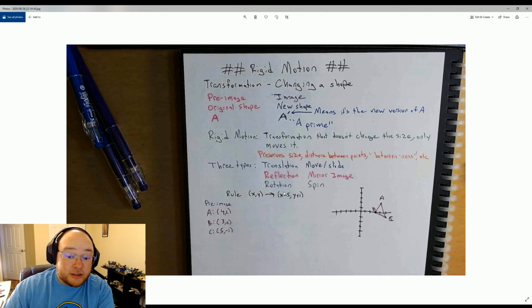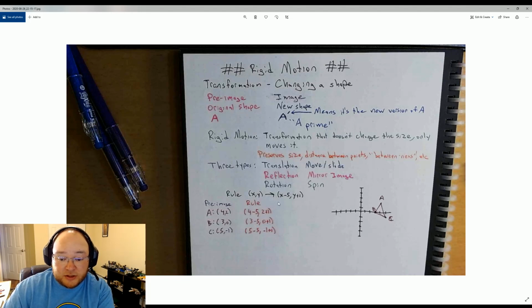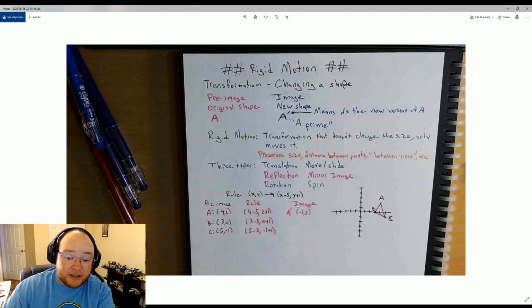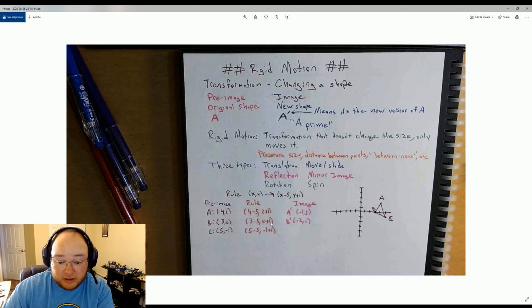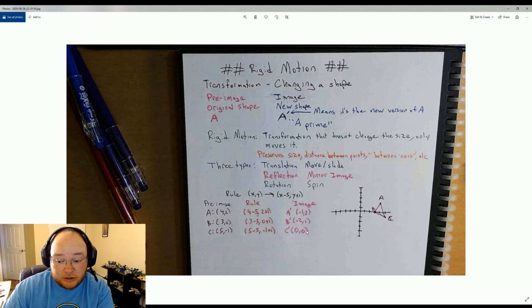Now, all you're going to do is take this rule and you're going to stick this 4 here and this 2 here. So, you got 4 minus 5, 2 plus 1. On this one, you plug in 3 minus 5, 0 plus 1. And on this bottom one now, you got 5 minus 5, and then negative 1 plus 1. So that's the rule, and now you got the image, which is the new shape. A prime is negative 1, 3, because 4 minus 5 is negative 1, and 2 plus 1 is 3. Same thing here, you subtract, you should get negative 2, 1. And the last one, you get 0, 0.